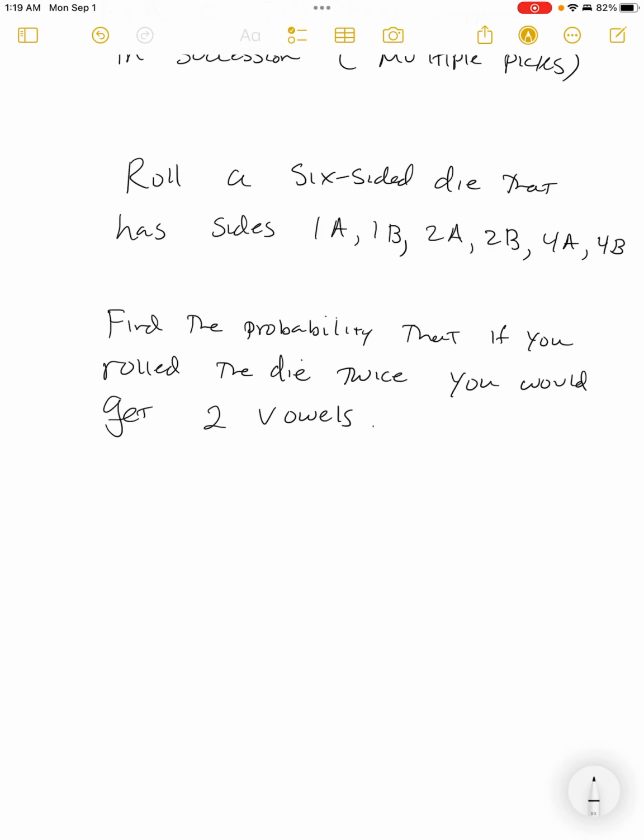So we want to find the probability that we're going to roll the die twice. It's this twice that kicks in this multiplication rule. And essentially you handle it one roll at a time. So take a look at your sample space. We're trying to find the probability that we get a vowel on the first roll and then a vowel on the second roll.